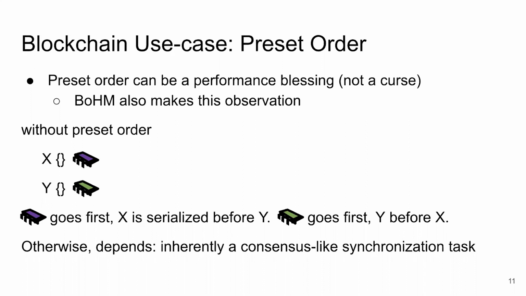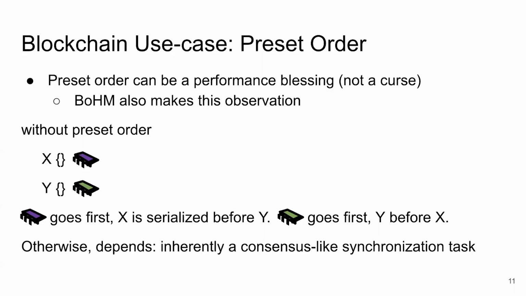Basically, if the green thread never runs and just the purple thread runs, eventually the purple thread will commit X and X will be serialized before Y. If green goes first, Y will be serialized before X. And if you've seen the Fischer-Lynch-Paterson impossibility results for consensus, it's very similar. Essentially what we're saying is that if serialization has to be determined during runtime, we are solving these very consensus-like tasks for basically every transaction that's running concurrently, because we are also trying to decide which one gets serialized first. And consensus is not an easy problem to solve.